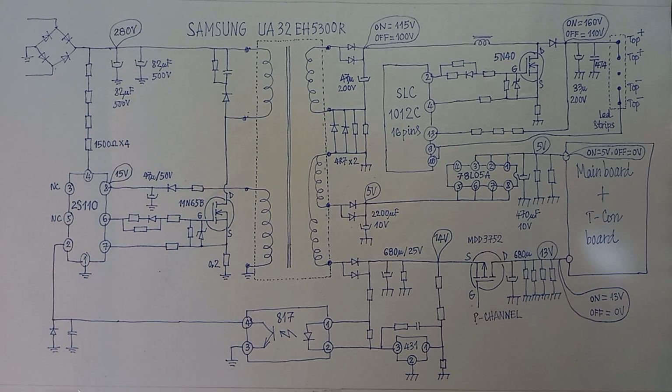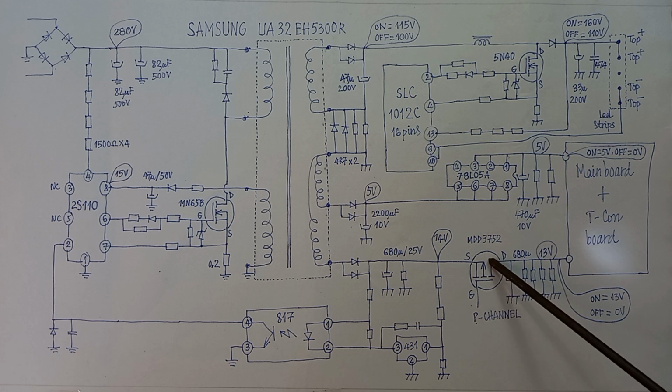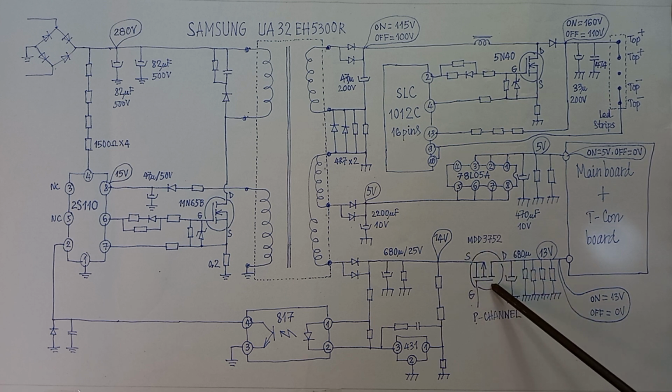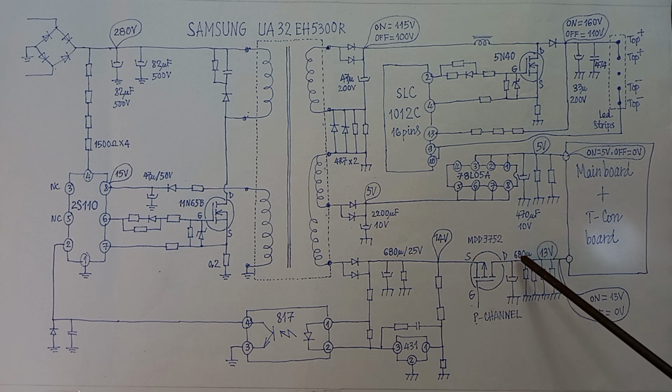When we press the power on button, this MOSFET will conduct electricity to supply the voltage for the T-con board. When we press the power off button, this MOSFET will not conduct electricity, so no voltage here.